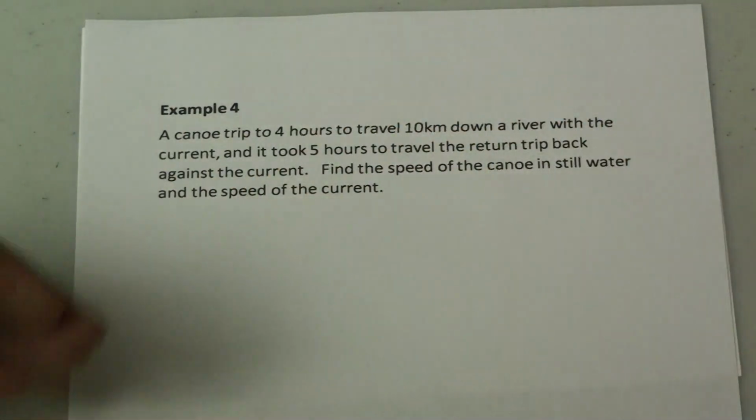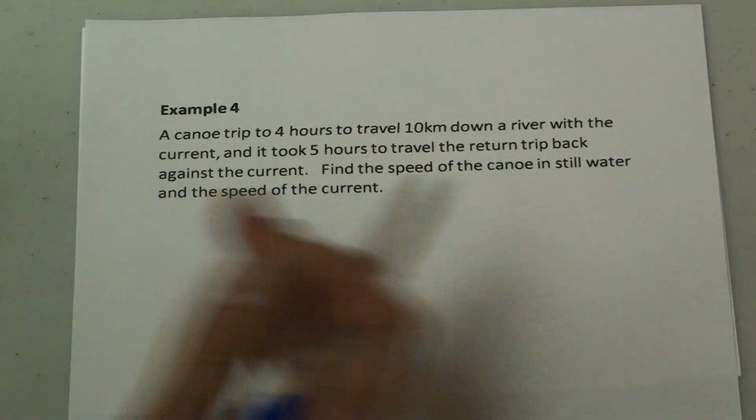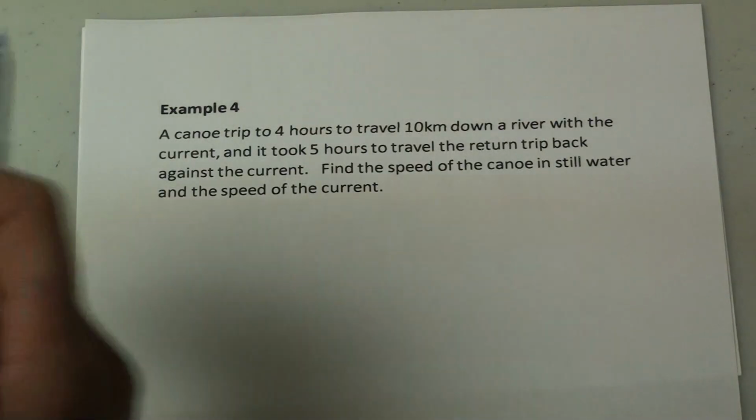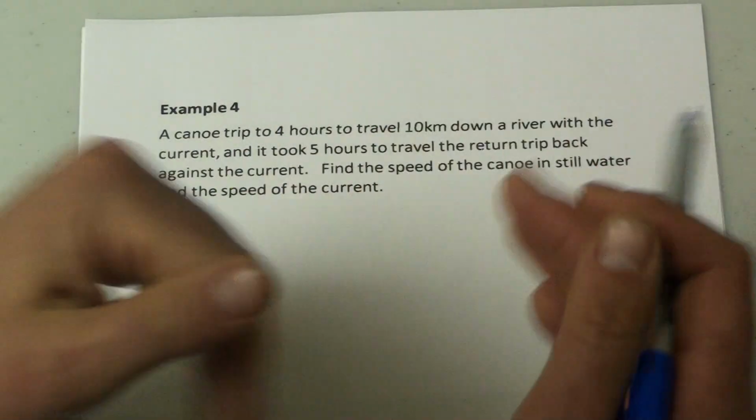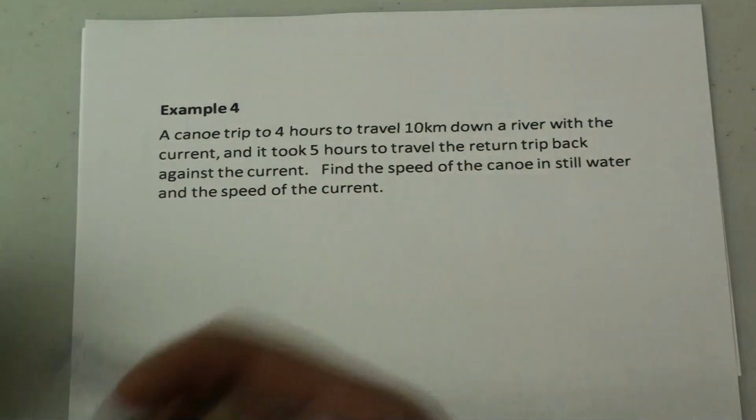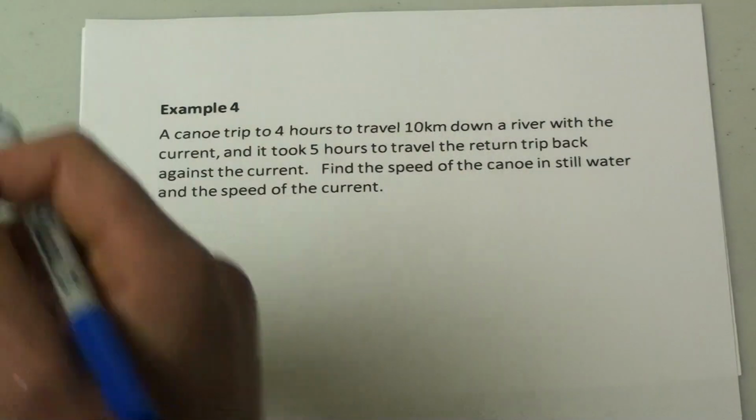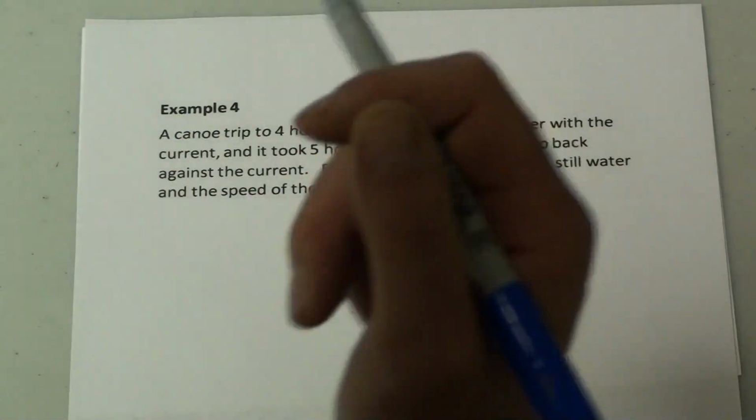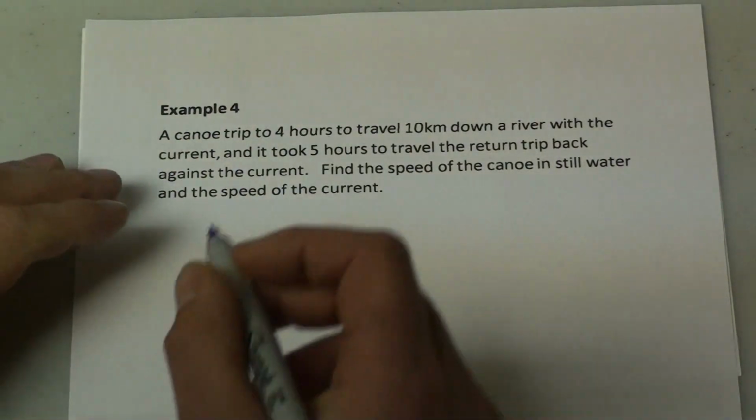Now the current is going to push against the boat. It's going to make it go faster, okay? And when you're going against the current, it's actually going to slow you down. Think of the wind. If you're going for a run, the wind is kind of pushing you on your back. It makes you go a little bit faster. And when you're running against the wind, it's in your face, it actually slows you down.